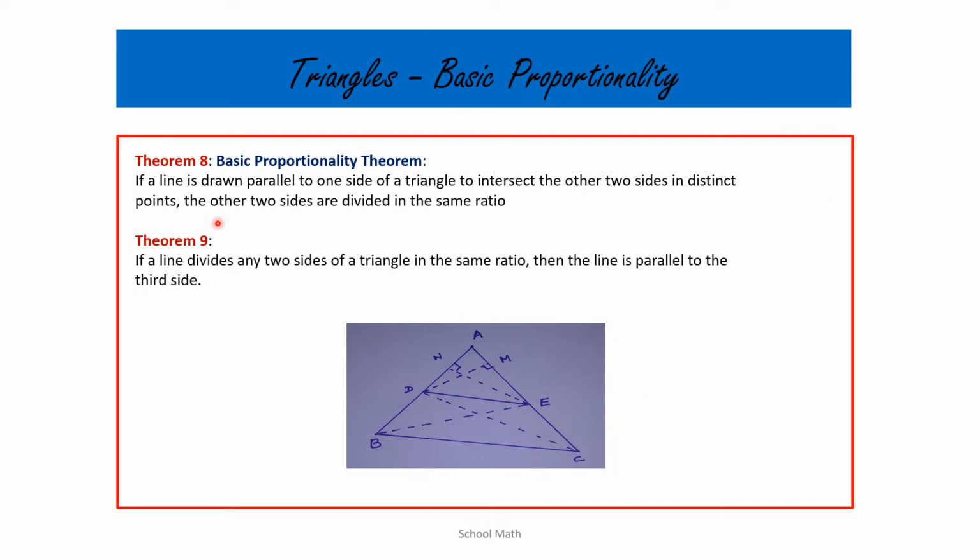Then triangles. Theorem 8. Basic proportionality theorem. If a line is drawn parallel to one side of a triangle to intersect the other two sides in distinct points, the other two sides are divided in the same proportion. Theorem 9. If a line divides any two sides of a triangle in the same ratio, then the line is parallel to the third side.